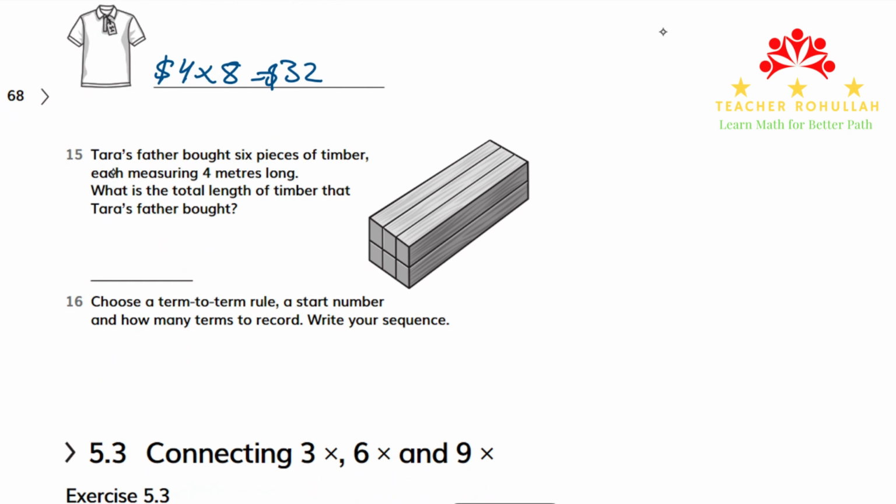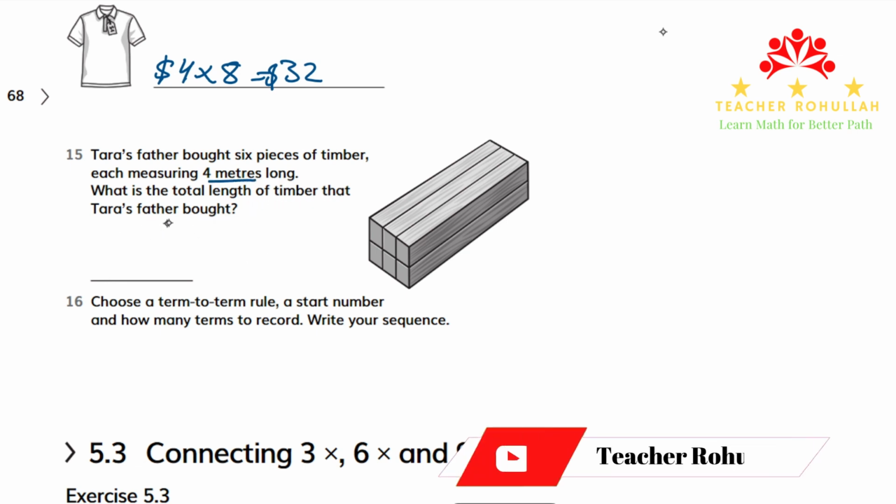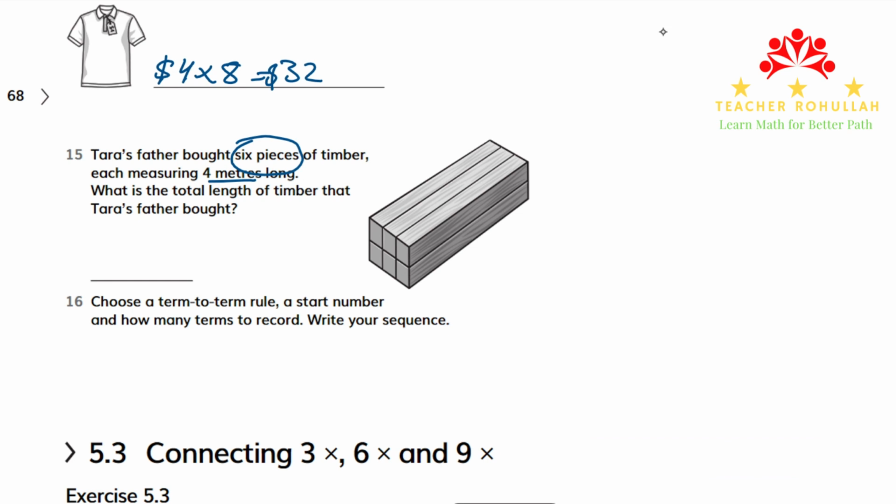Question 15 says, Tara's father bought 6 pieces of timber, each measuring 4 meters long. What is the total length of the timber that Tara's father has bought? So how many timbers have been bought? 6 pieces. Each piece is 4 meters long.